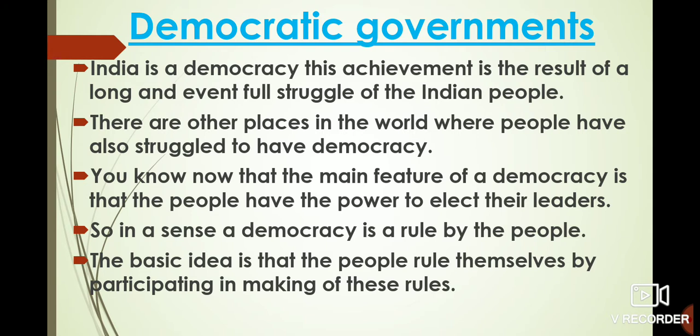So democracy is rule by the people, that means democracy is the rule by the people for the people. Understood? The basic idea is that people rule themselves by participating in making these rules. The basic idea is people are ruling themselves, by the people for the people. Understood? Okay.